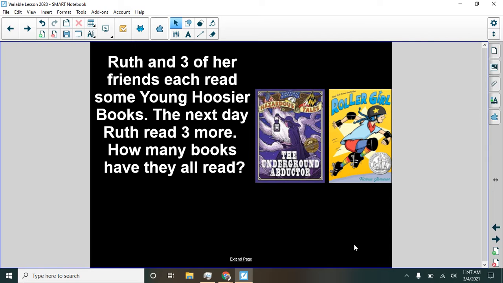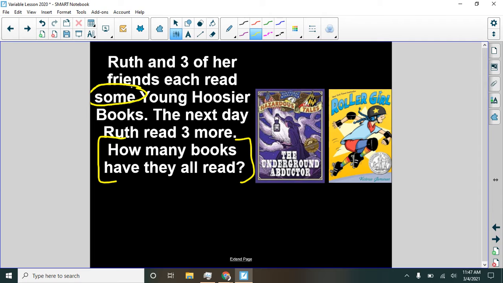Okay, if you look at this question and dig into it, of course we don't know this. I'm sure everybody mentioned this, right? How many books have they all read? We don't know the total amount of young Hoosier books that they have read, but we also, look at this word some. We don't know how many each of them have read either. We do know how many more Ruth read, and we do know how many people there are. I'm going to show you a new way to represent this.